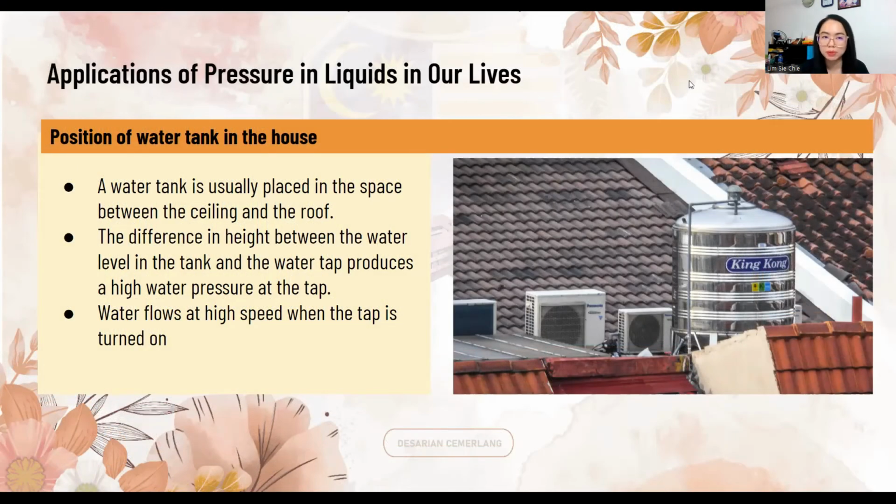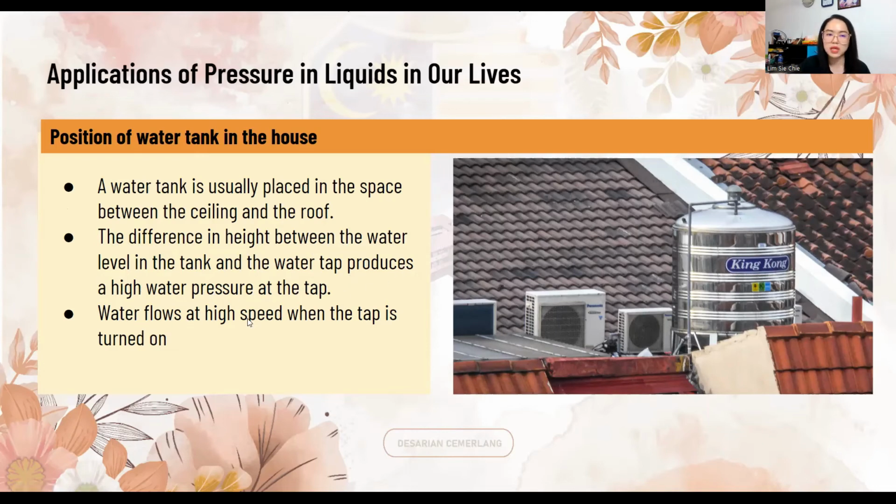We are going to look into the applications of pressure in liquids in our daily life. Actually, you see this in your daily life, maybe you just don't realize that it is related to a physics concept. For example, the position of the water tank in the house. The water tank is normally placed in the space between the ceiling and the rooftop. Why? Because the difference in height between the water level in the tank and the water tap produces a high water pressure at the tap. I repeat, the difference in height between the water level in the tank and the water tap produces high water pressure at the tap.